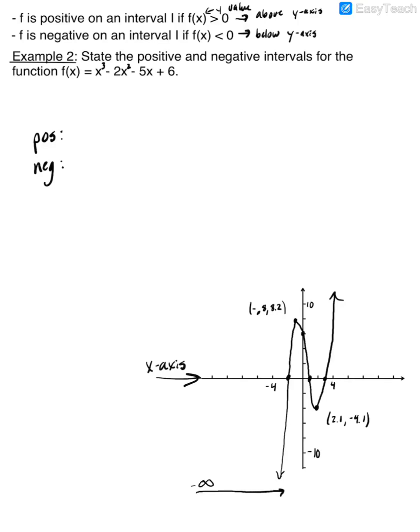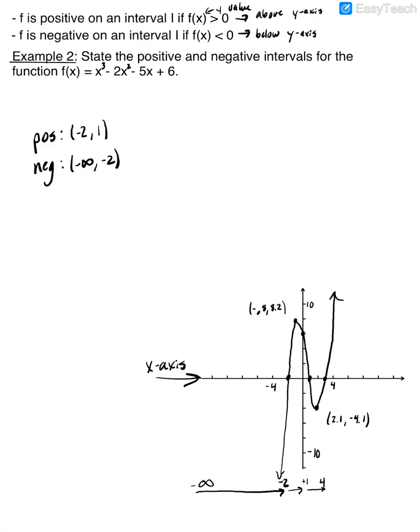So I go from negative infinity, and for my scale, every tick mark is 2 in all directions. And it looks like I hit the value of negative 2. So the first one, since it's below the x-axis, I would say from negative infinity to negative 2. Then I continue above the x-axis for a positive interval, and it looks like I get to positive 1. So from negative 2 to 1 would be my first positive interval, and then I go back down below, and I get to 4.